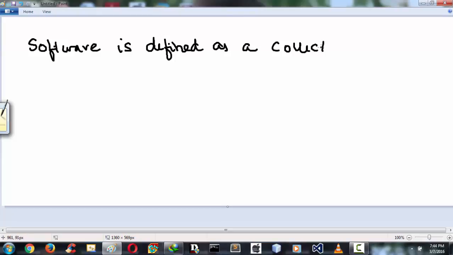Okay, so software is defined as a collection of programs. A collection of such programs is defined as software. Now you might ask what software is, and so on. Primarily, software means the applications we use in our daily life. Software is basically divided into two categories. The first one is application software.